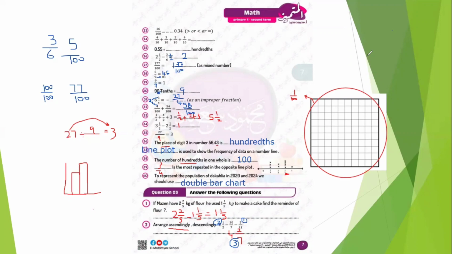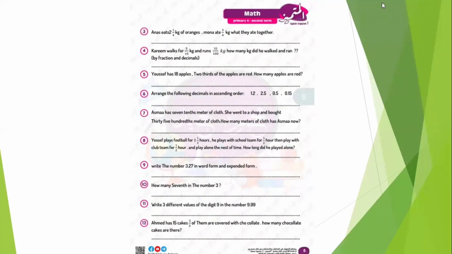3. Anas ate 2 1/4 kilograms of orange. Mona ate 3/4 kilogram. What did they eat together? So we have to add 2 1/4 plus 3/4. A quarter plus 3/4 equals what? This is a quarter, and these are 3/4. So a quarter plus 3/4 equals 1 whole. That means if I add this quarter and this 3/4, it equals 1 whole, but I already have 2. So 1 whole plus 2 equals 3.